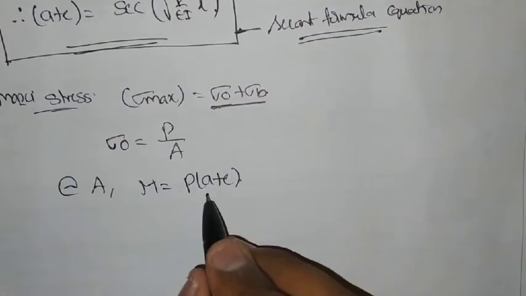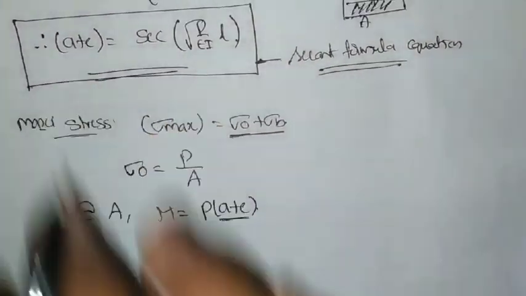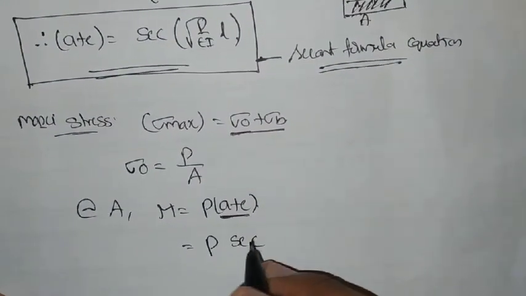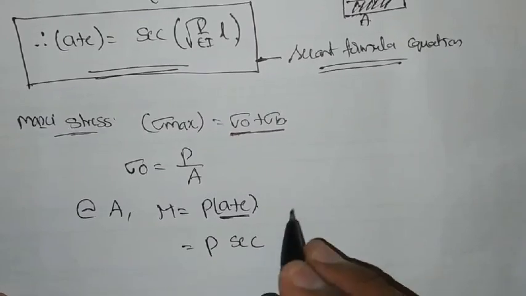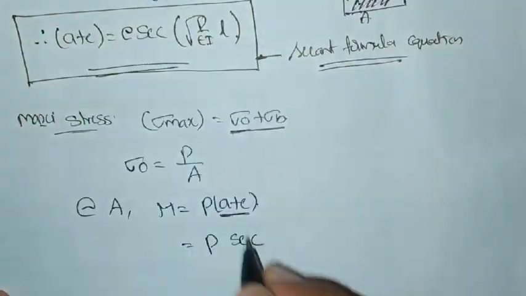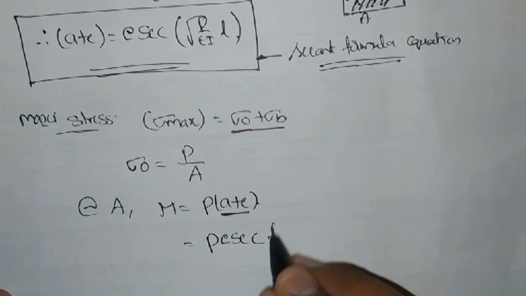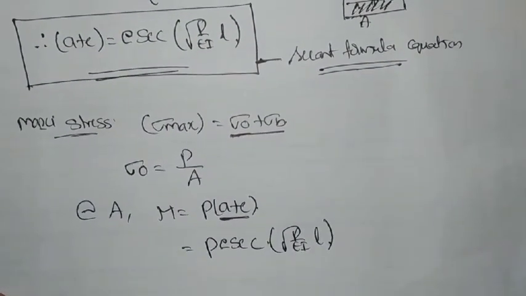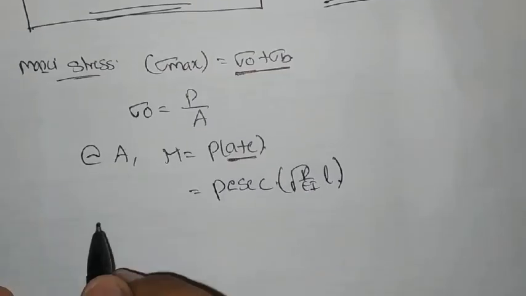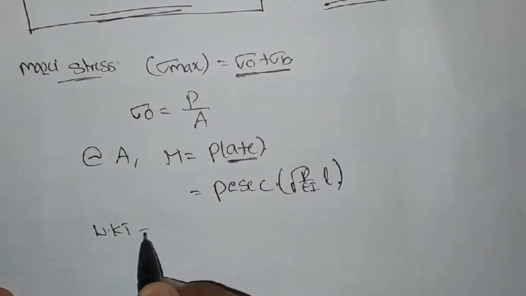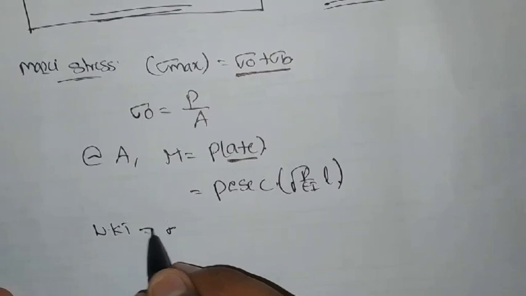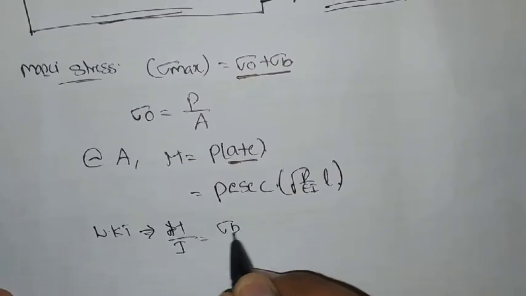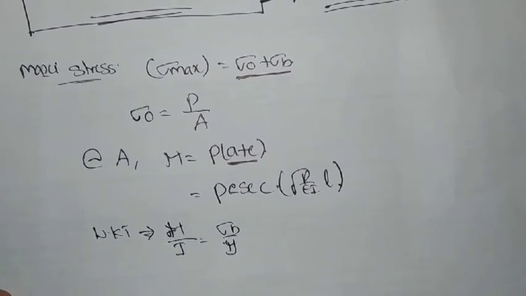Then we know the value of A plus C that we found in the previous step. Just substitute that: M is equal to P of E into secant of root P by EI into L. From this we have to find out the value of sigma B. We know that M by I is equal to sigma B by Y.